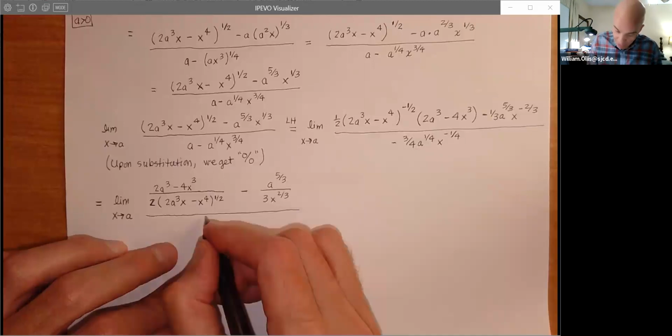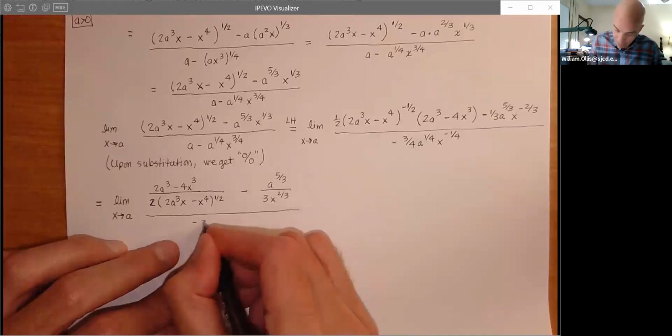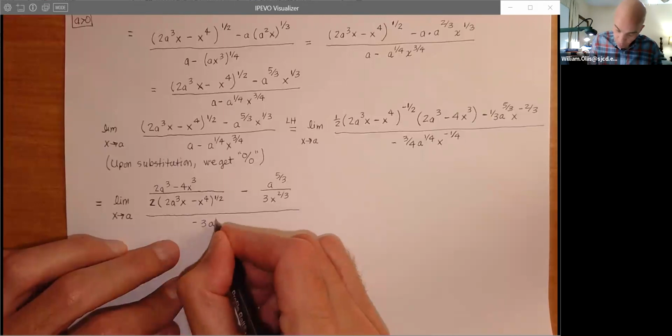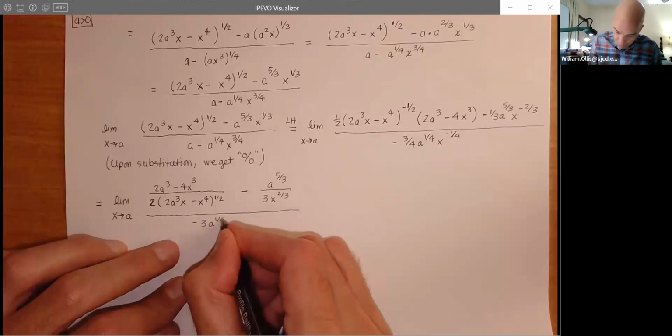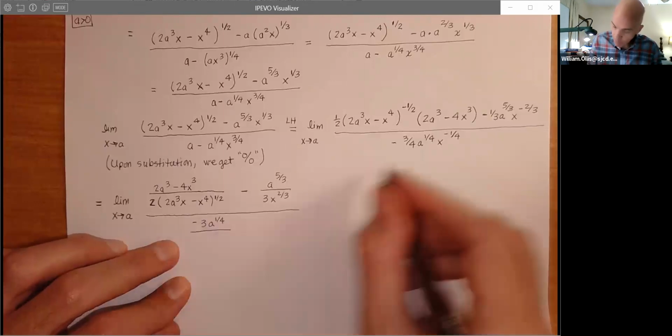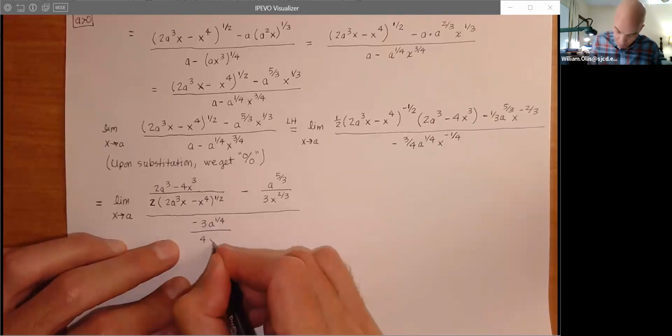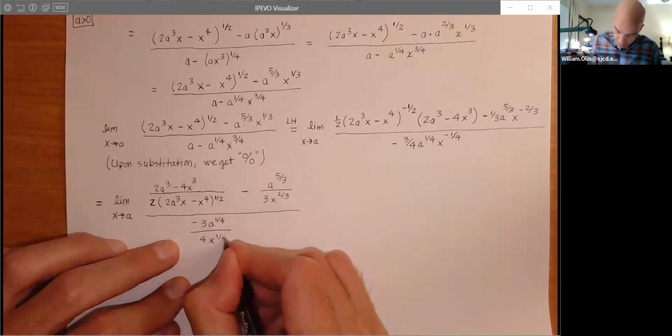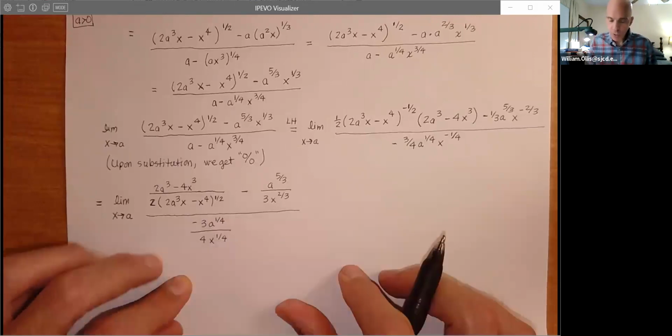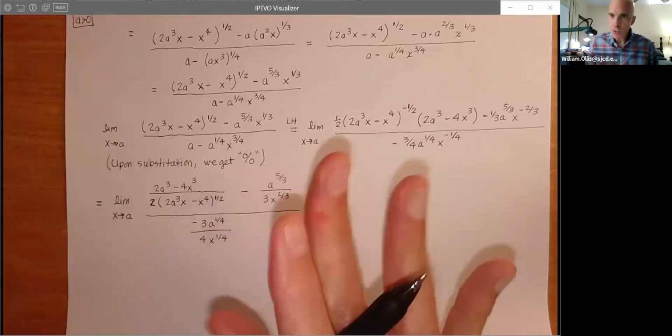We'll have a negative 3a to the 1/4. And downstairs we'll have 4x to the 1/4. So this is just a means to make it a little bit simpler.